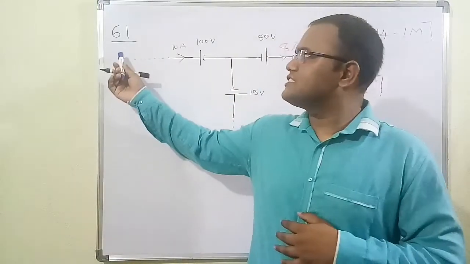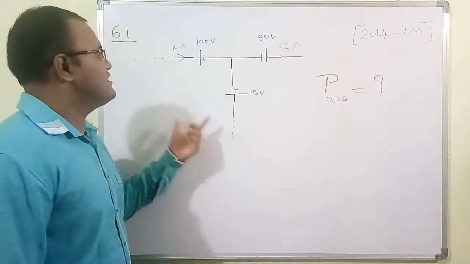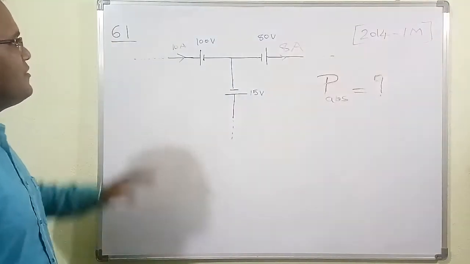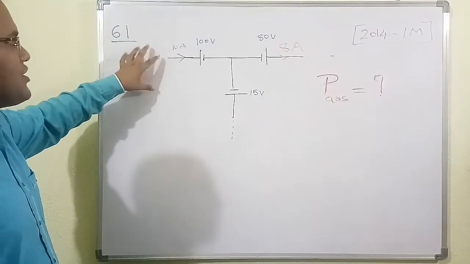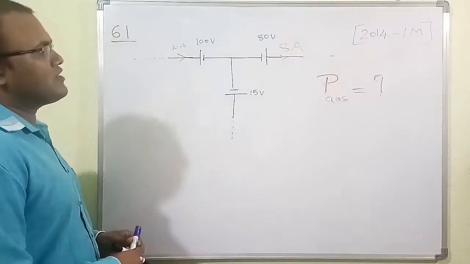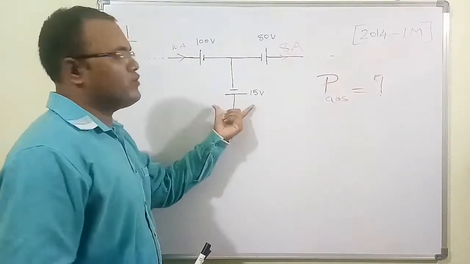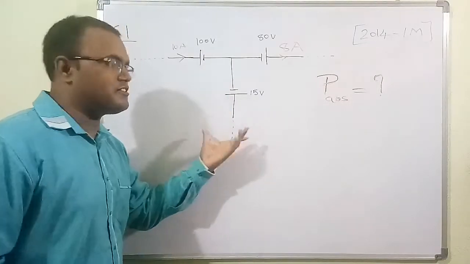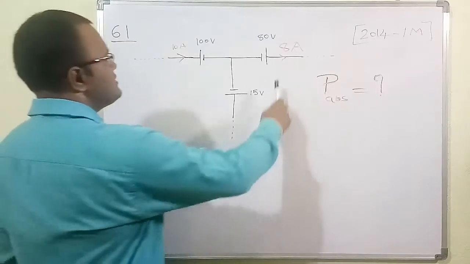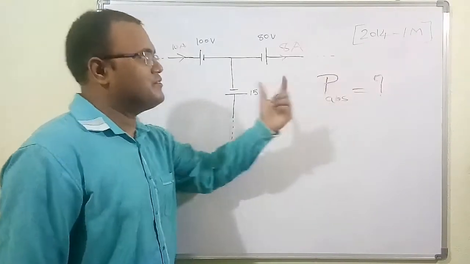So the first question is the 61st question. This question says that these three elements are a part of some circuit. Means the rest of the circuit is not given, so we don't have to construct the remaining part of the circuit. So in this network, these three elements are part of some circuit. In this branch there is 10 ampere flowing, and in this branch there is 8 ampere flowing. So we need to find the power absorbed by this.